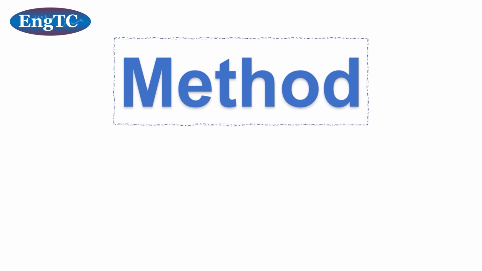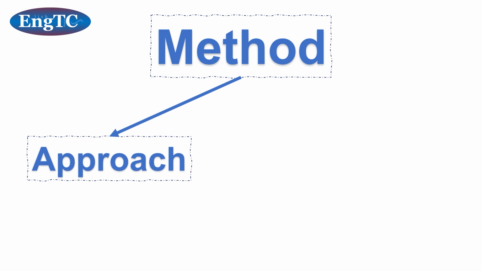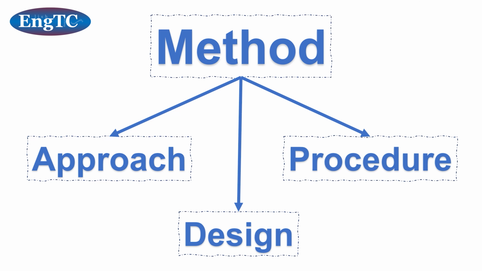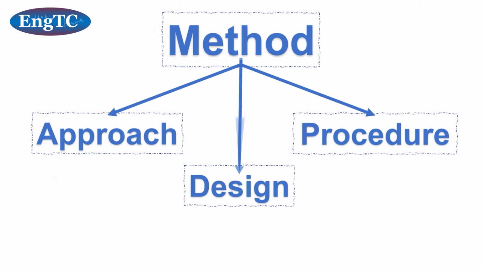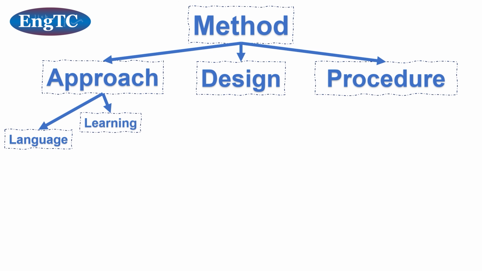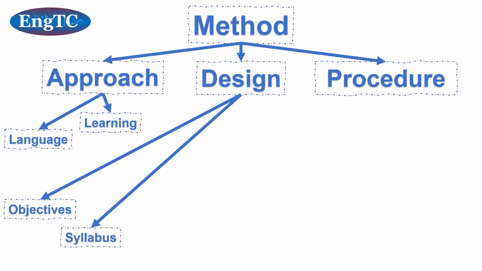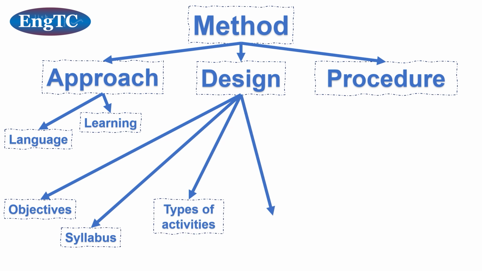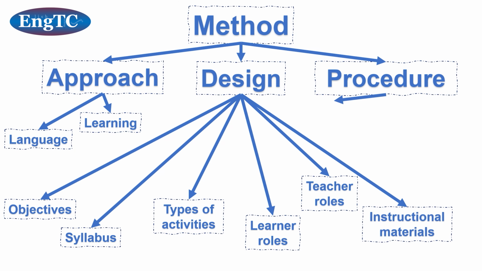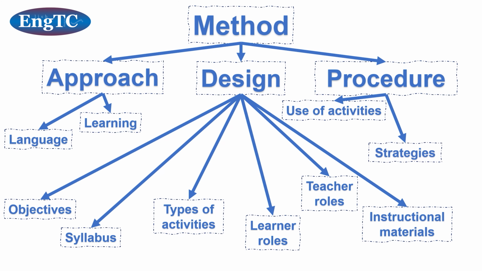We mainly have 3 main elements within any teaching method. The first one is the approach, the second one is design, and the last one is procedure. Within the approach, we have 2 main sub-elements. Those are the theory of the language itself and the theory of the language learning. The sub-elements of the design are the objectives, the syllabus, the types of activities, learner roles, teacher roles, and instructional materials, while the procedure includes the use of activities, the strategies, and the feedback.